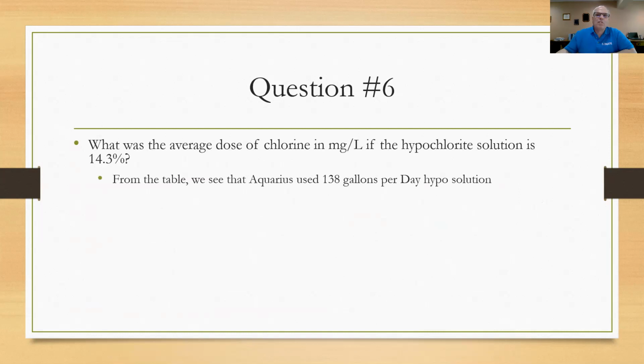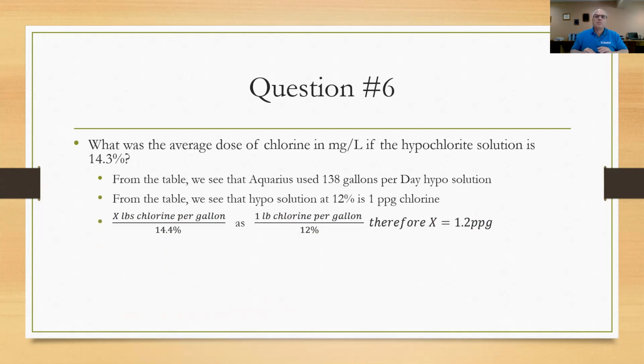So from the table, we see that we use 138 gallons per day of hypo solution. And if 12% is 1 pound per gallon, I've got 14.3%. So I set up a proportion equation. The way I do it is this. I put X pounds of chlorine per gallon is to 14.3% as 1 pound of chlorine per gallon is to 12%, because that's what they gave me. So when I work for X, I see that a 14.3% solution of chlorine is going to give me 1.2 pounds per gallon of chlorine.